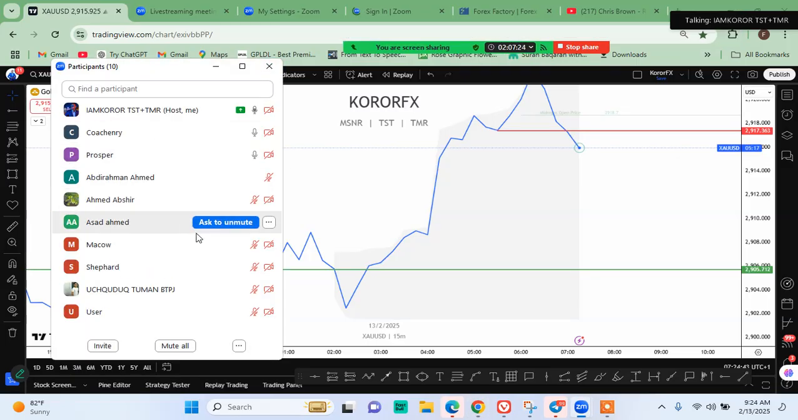No, right now we are in a pullback. Let the pullback finish first, then we are going to have BO buy at a lower time frame. So let us say we have right now a 1 hour bullish breakout. Then 30 minutes must give us BO sell, and then 15 minute or 5 minute BO buy.